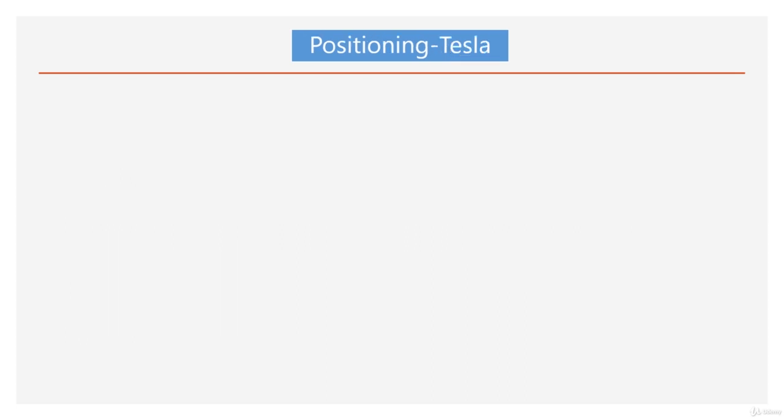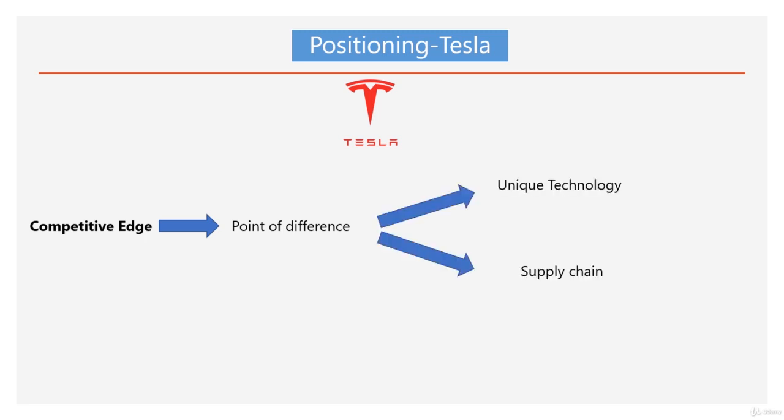Now, to simplify this positioning in a much better way, let's take an example of Tesla. And positioning which comes from point of difference gives a competitive edge. And this competitive edge, which is created by point of difference, is because of two factors. First one is the unique technology, and second one is the supply chain. Let's discuss technology. So basically, Tesla has self-driving technology, and also Tesla has long-lasting batteries, which means these batteries can last up to 25 years, which is a good figure.